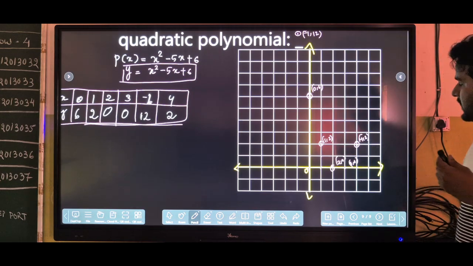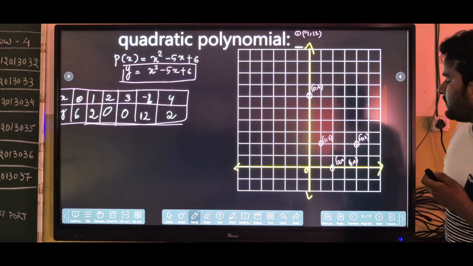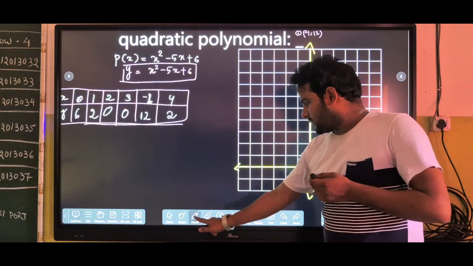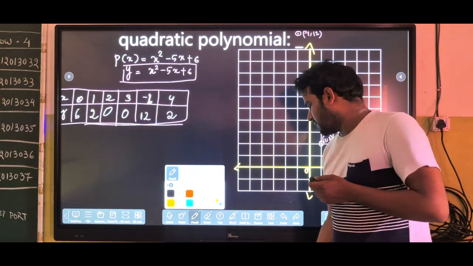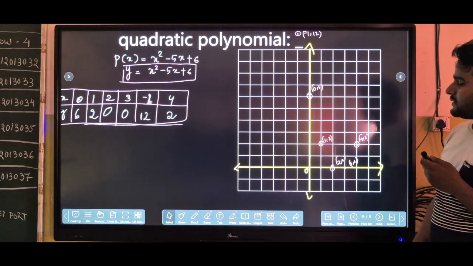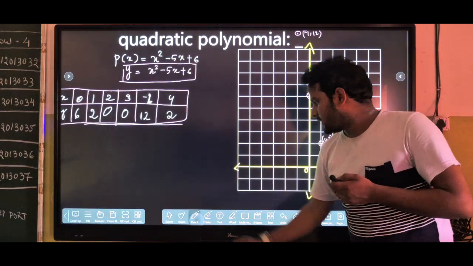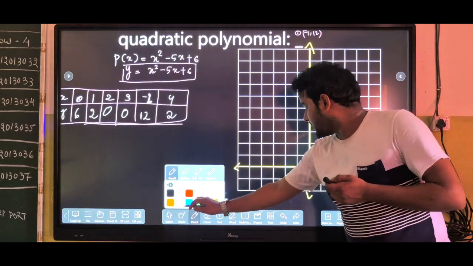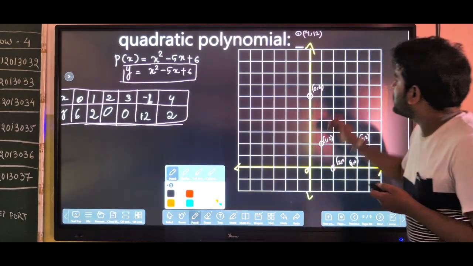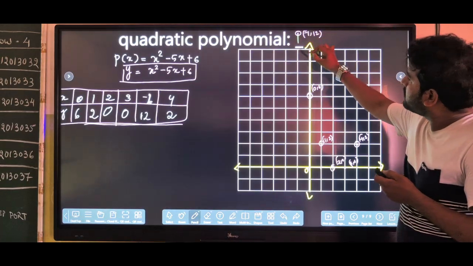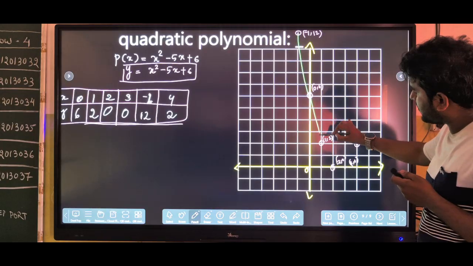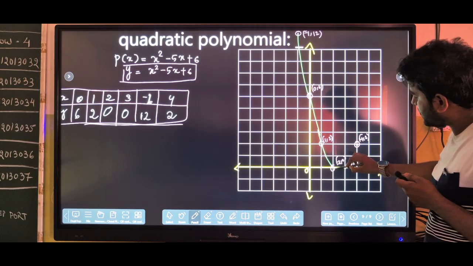So these types of graphs are termed freehand graphs. We should not use the scale to draw them. Let us join them with freehand and see how it looks. So join. From here it is joined, then it comes here, then it comes here.